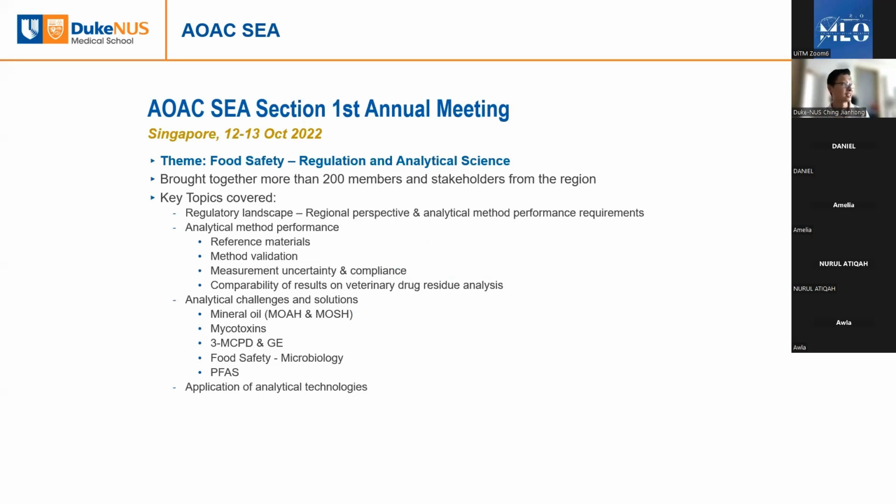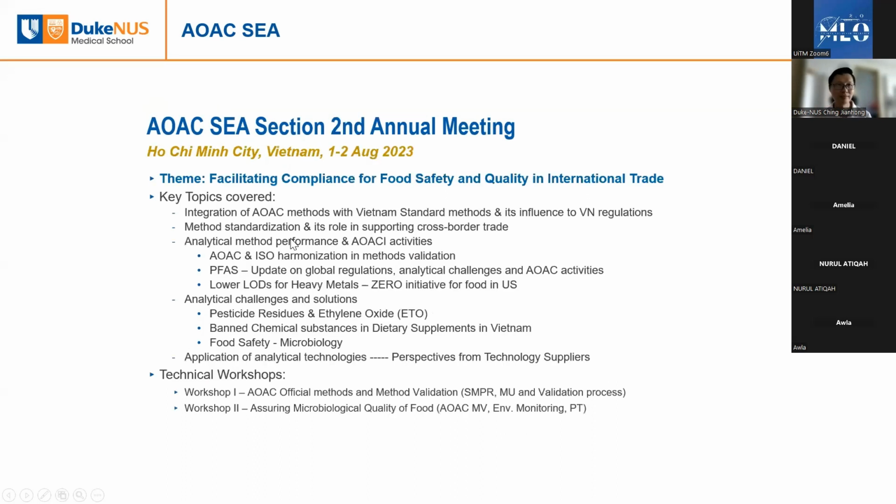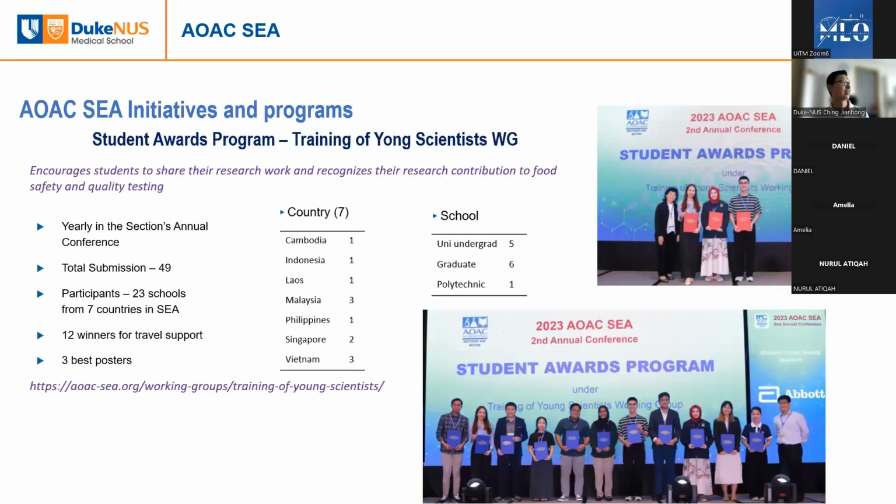Annually, we have conferences and meetings. The first meeting was held in Singapore under the theme of food safety, regulation, and analytical science, where we looked at things like the regulation, the analytical methods, and so on and so forth. The second meeting was held this year in Vietnam, and the theme was facilitating compliance for food safety and quality in international trade. Some of the topics covered include method standardization to support cross-border trade, analytical methods, the challenges and solutions, and also technical workshops. And very importantly for students here, we have student awards programs.